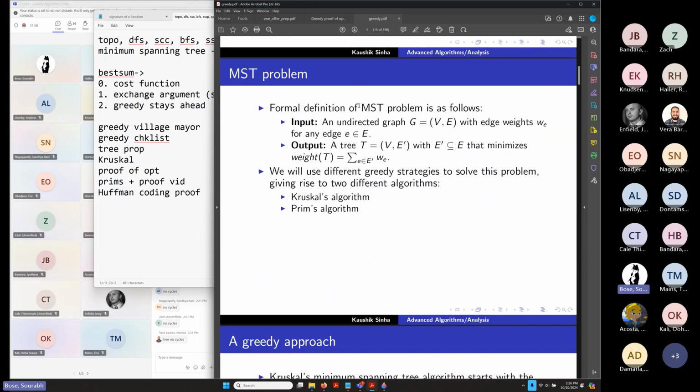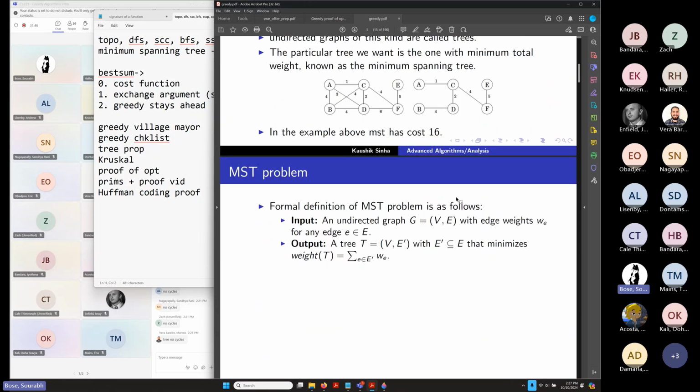So the formal definition of a minimum spanning tree: what is its input, what is its output? Its input is an undirected graph, as we saw, with edge weights for any edge E. The output is a tree with the same set of vertices as the graph and a curated set of edges E prime, where E prime is a subset of the edges E that minimizes the total weight of the tree. The weight is defined by the sum of all edge costs. So you are trying to minimize the total weight of the tree, that is the sum of all edge costs.